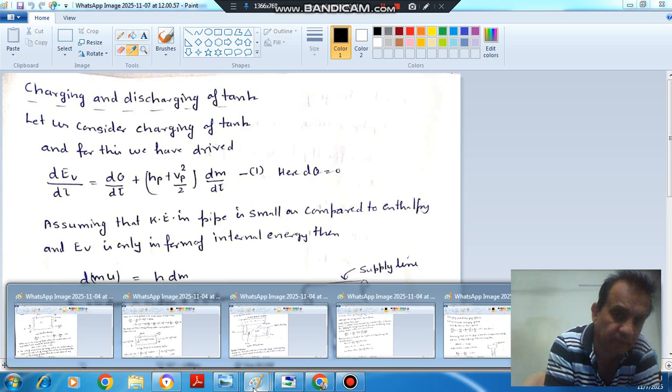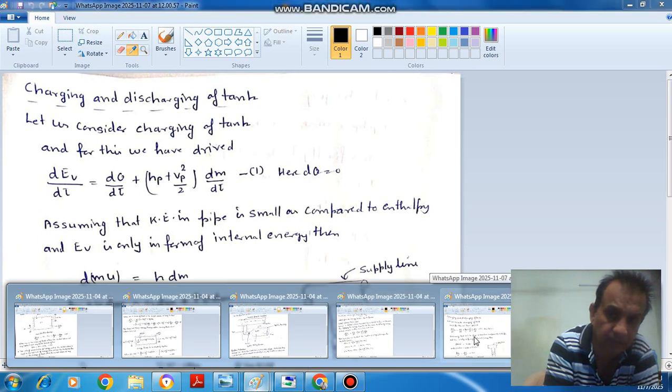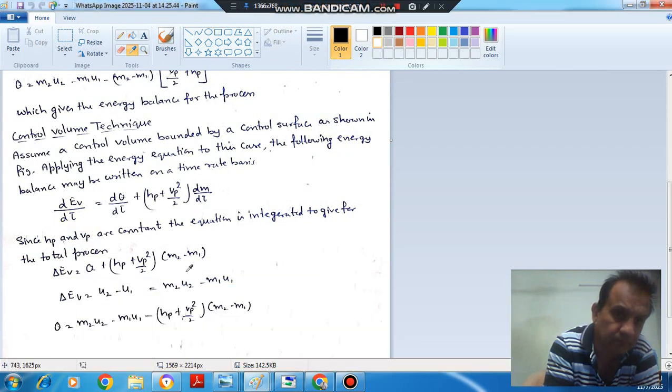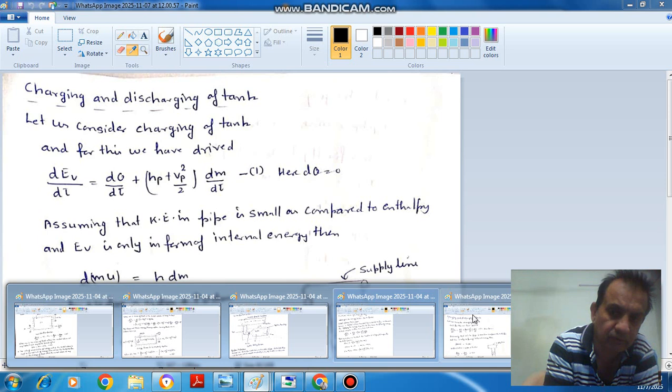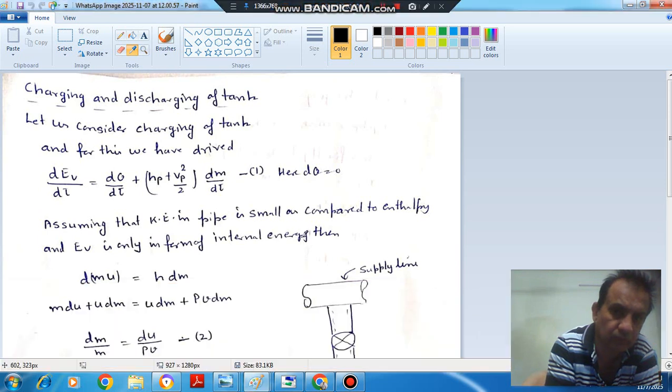And in the last video we derived that for filling up a bottle, this equation: the change in energy of the control volume with respect to time is equal to dQ by dτ plus (hp plus Vp²/2) dm by dτ. Okay. So now in case of charging there is no heat supplied, so dQ is 0. In filling a bottle there may be heat supplied to the bottle, but in case of charging of a tank there is no heat supplied, so this is 0.